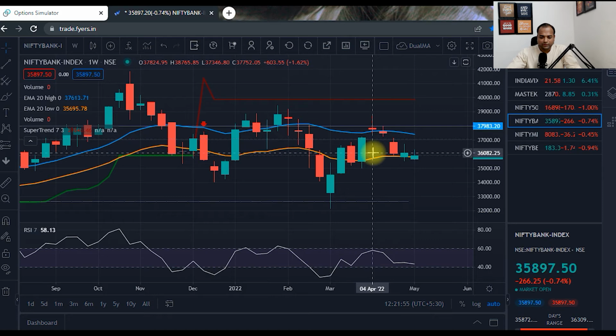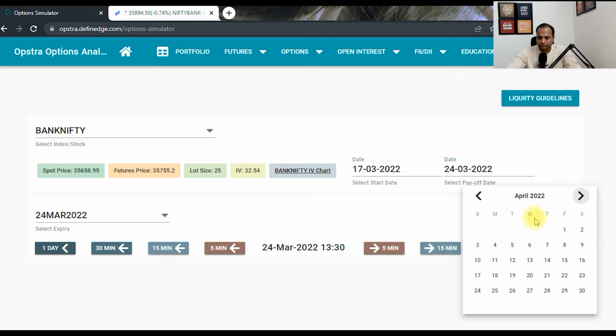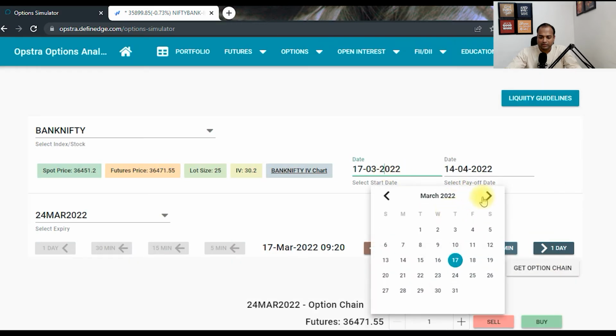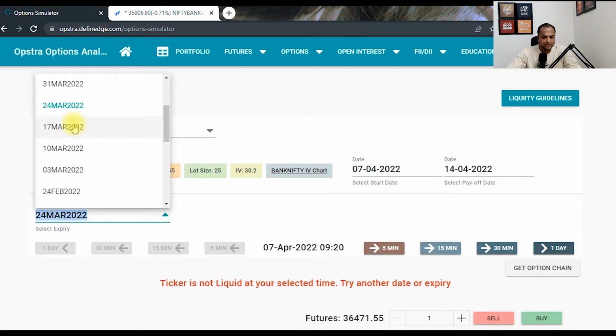Right, so we looked at 24th of March. Let's do something else. Let us check this thing. 4th of April. Okay. So this is the 4th of April. So we will initiate the trade on 7th for 14th April expiry. So payoff date is 14th April. And this is going to be 7th April. Expiry here, I'm selecting 14th April.